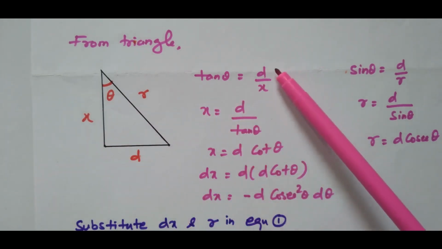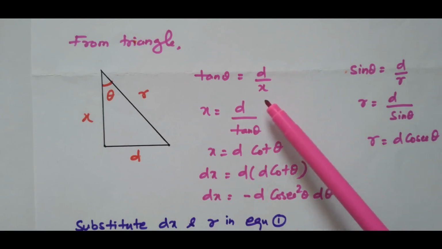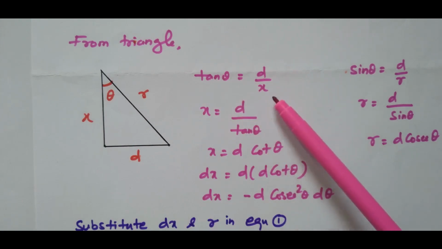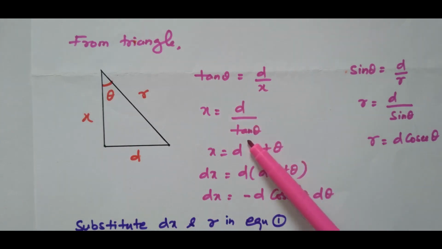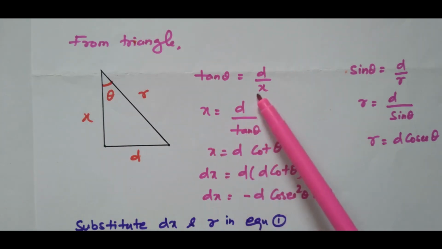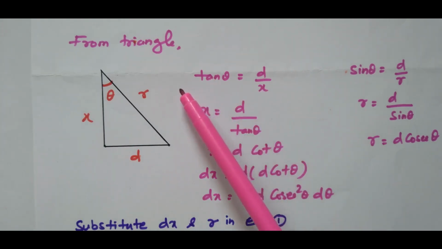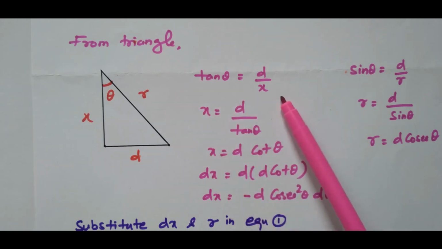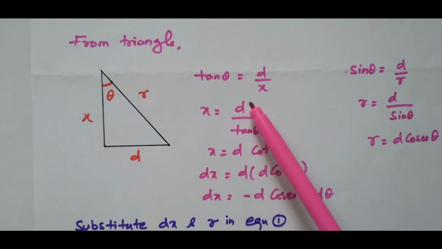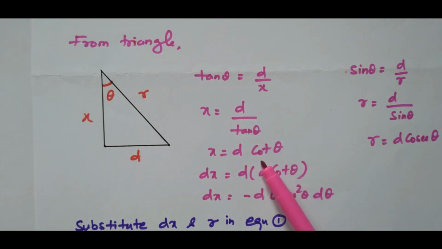Tan theta equal to d divided by x, right? So interchange these two values. x equal to d by tan theta, because what we need is x. So bring this x to the left hand side, tan theta in the denominator. So x equal to d by tan theta. 1 divided by tan theta is cot theta, right? So x equal to d cot theta.